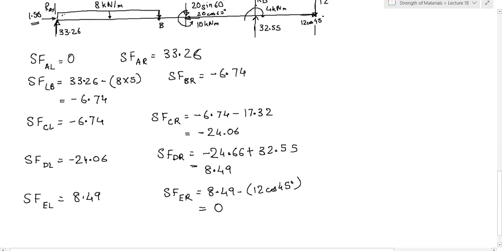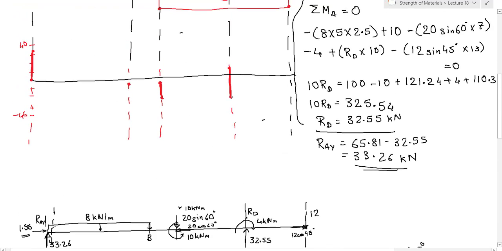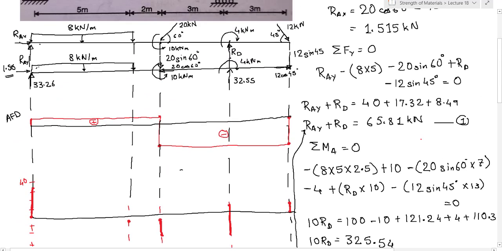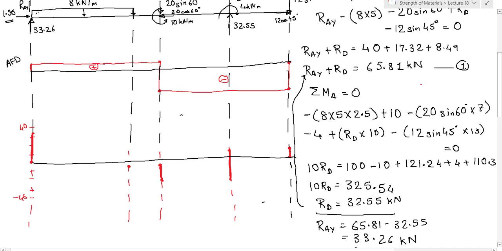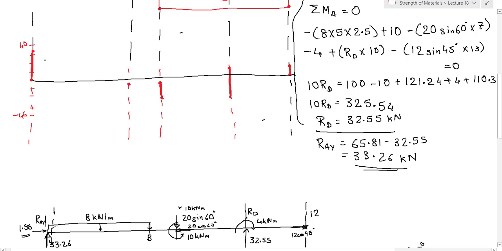And at E what is happening? At E it is going from 8.49 to 0, right? Now how to connect it? What is happening between A and B? Between A and B there is a uniformly distributed load, so it will be an inclined line, right? For a uniformly distributed load in shear diagram, it is an inclined line.